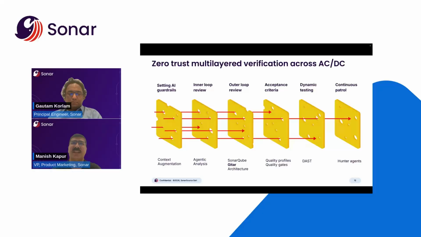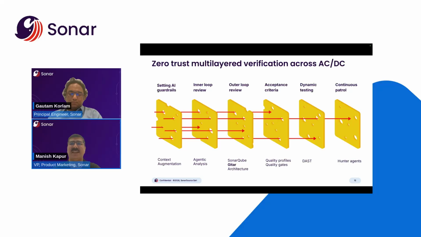So you set the guardrails using a product that we have, which is called context augmentation. Next, you do analysis of that code using agentic analysis, which is an inner loop service from Sonar, which basically starts reviewing the code in real time as the code is being produced by the agents, whether it's Cursor, Claude Code, any of the agents, right? And then this inner loop happens before even a PR is filed or before the CI cycle comes into play. Next is the outer loop, which is where the DevOps and the traditional CI/CD things happen.